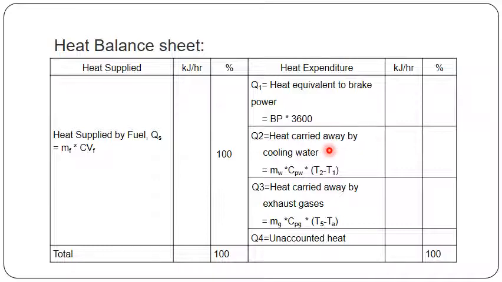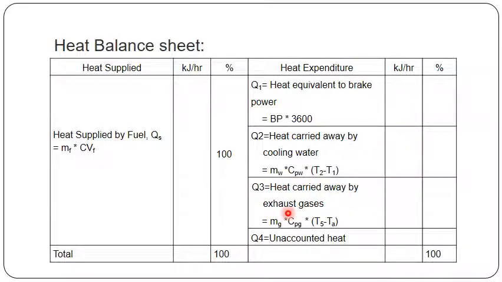Then the next component is the heat carried away by the coolant or cooling water, which is the heat loss from the engine. This is given by a simple expression, mw Cpw into delta T, that is m Cp into delta T. The values for the mass flow rate of water through the engine jacket and the temperatures T2 and T1 are noted down. Cp can be assumed as 4187, or 4.187 kilojoule per kg Kelvin, and you can easily get the value of the heat carried away by the cooling water with proper units.